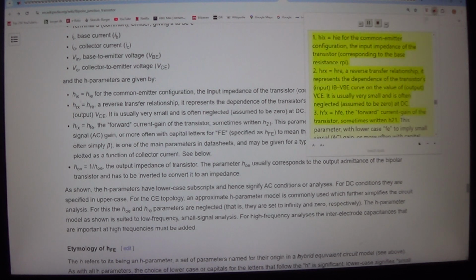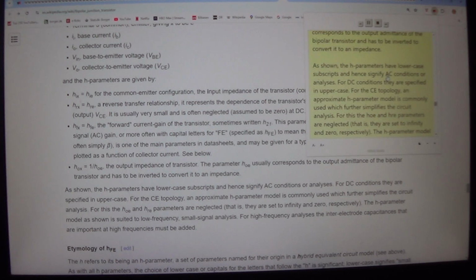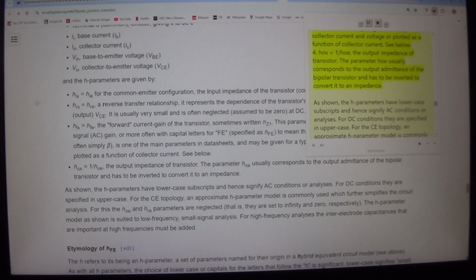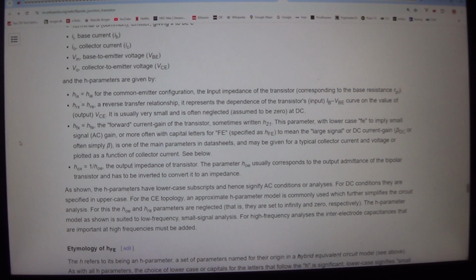3, Hfx equals Hfe, the forward current gain of the transistor, sometimes written h21. This parameter, with lowercase letters fe to imply small signal, AC gain, or more often with capital letters, specified as HFE, to mean the large signal or DC current gain, hFE or often simply beta, is one of the main parameters in datasheets, and may be given for a typical collector current and voltage or plotted as a function of collector current. See below.